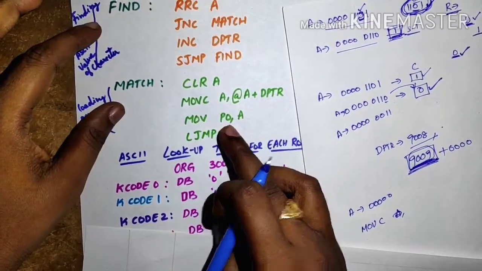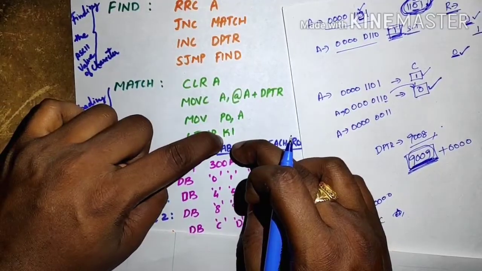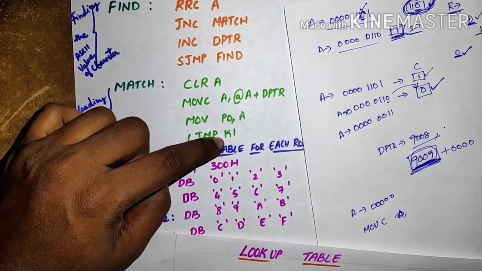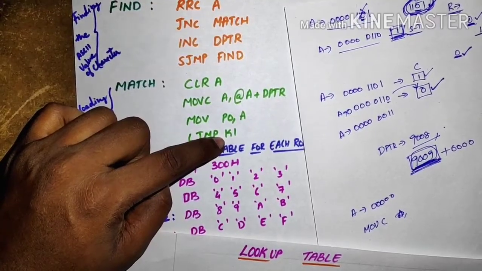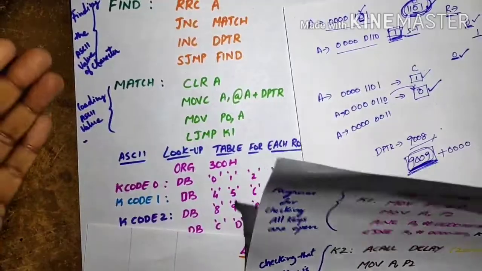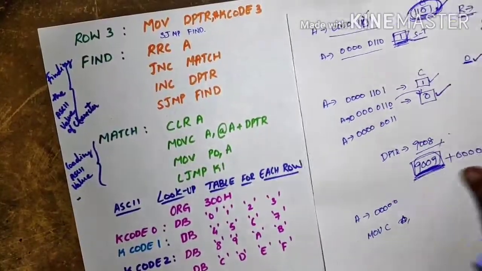After displaying it, again it will go to K1. K1 is nothing but the initial stage of our program. Again it goes here and this process continues. So this is the keyboard interfacing program.